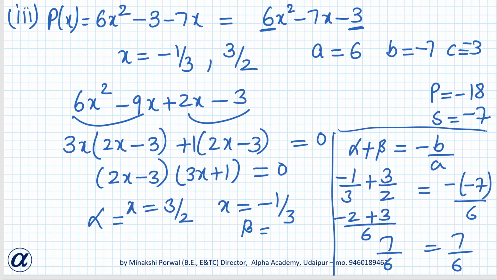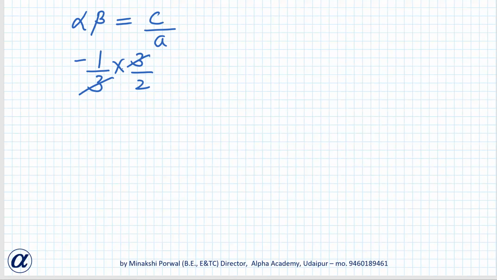Alpha plus beta equals to minus b by a, and alpha into beta equals to c by a. Alpha is minus 1 by 3 into 3 by 2. So it is minus 1 by 2 and c by a, minus 3 by 6, that is also minus 1 by 2. Okay. Now fourth part, Harini.